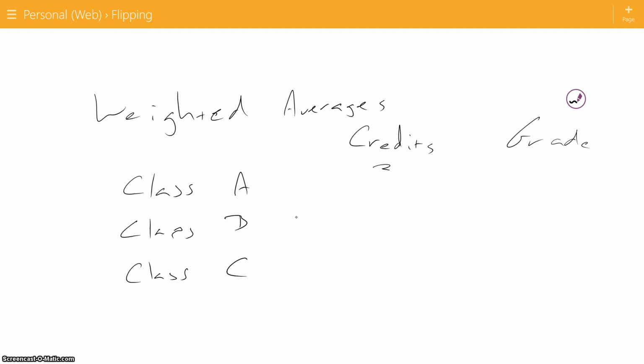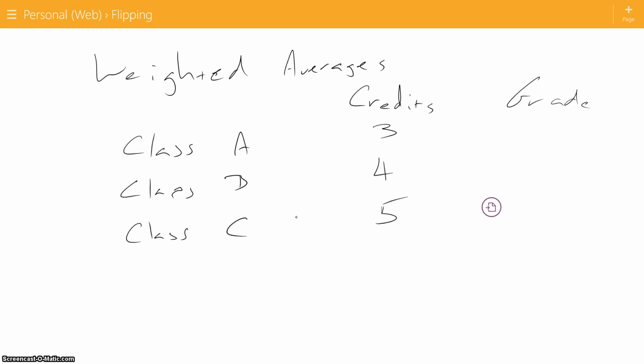So let's say Class A is worth 3 credits, Class B is worth 4 credits, and then Class C is going to be worth, let's say, 5. Let's have it all nice and tidy there. So the total number of credits that the student is taking during this semester would be, add these guys up, 3, 4, and 5, 12 credits total. And let's look at the grades. Let's say that for Class A, B, and C, hey, you know what? Let's say the student gets an A, a B, and a C. That's convenient, huh?